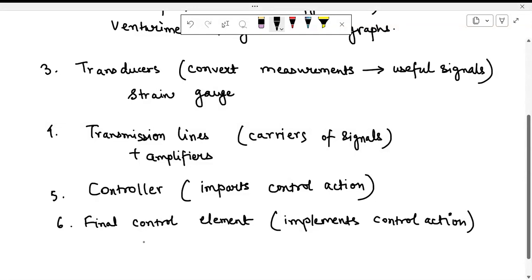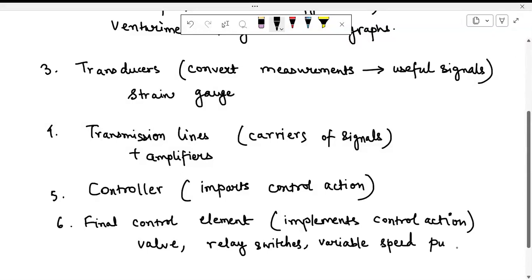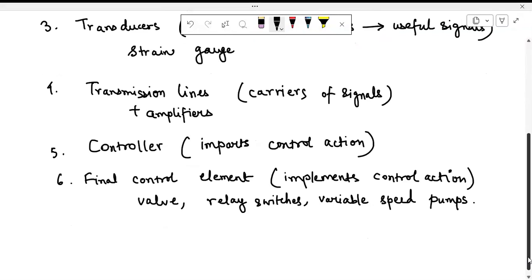So the best example is the valve. Other examples include relay switches. There are also variable speed pumps and compressors, which implement the control action. So variable speed pumps are also used as final control elements.